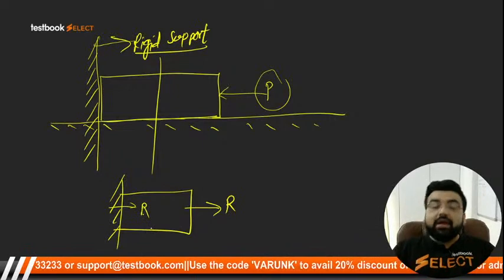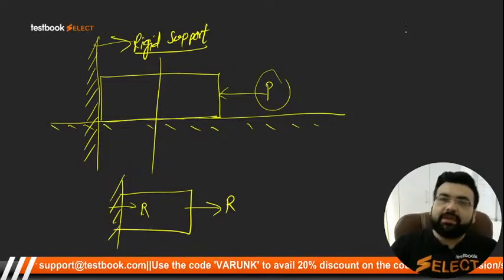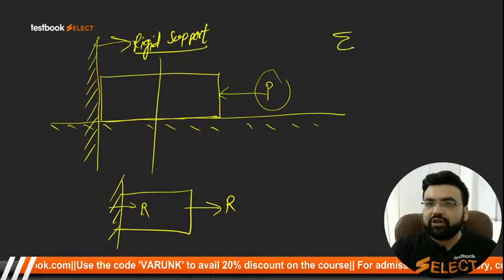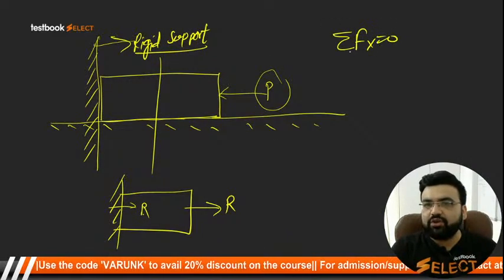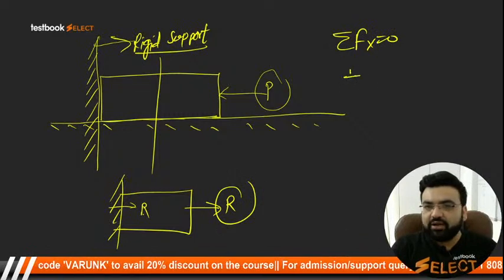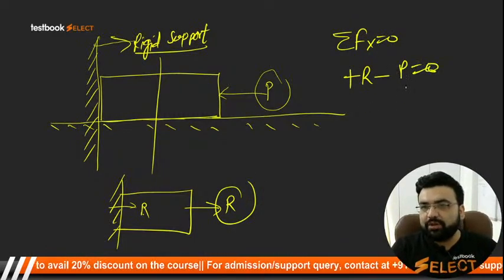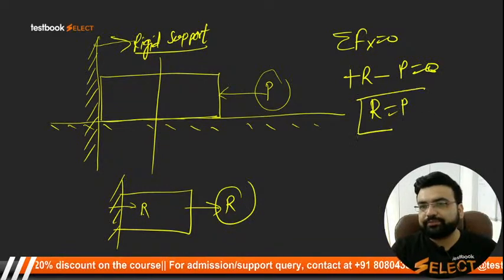Clear? Now students, if you apply the equilibrium equation, because since it is not moving, it has to be in equilibrium. If you apply the equilibrium equation, summation of Fx is equal to 0, you will find that this is R or plus R, this is P minus P, it should be equal to 0. So from equilibrium, R should be equal to P.